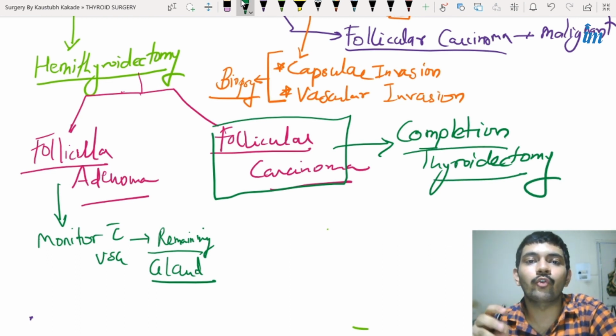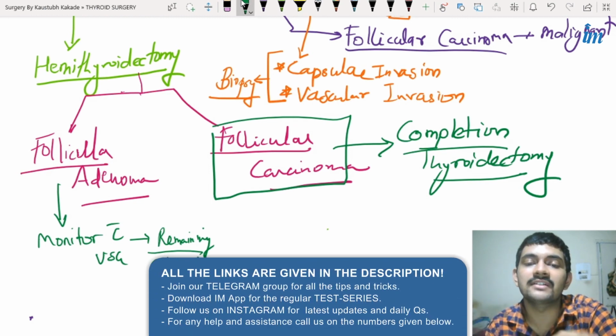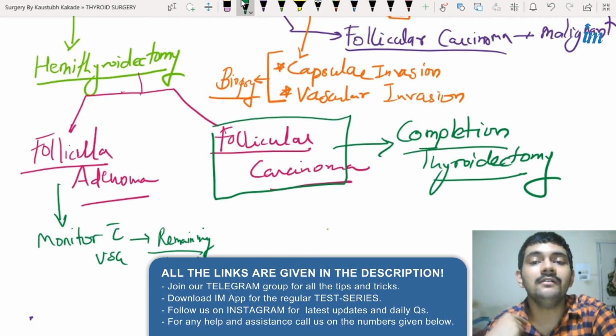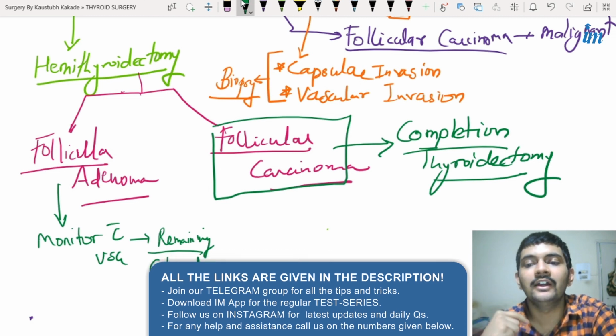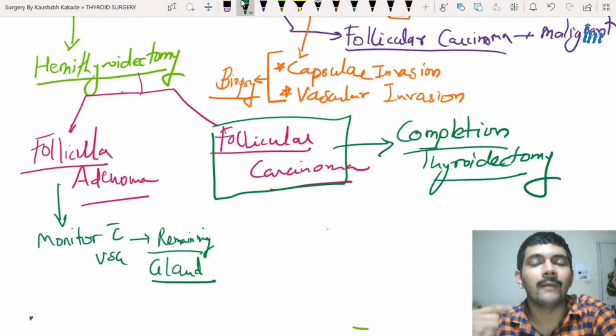So in toto, in an FNAC, if it comes out to be inadequate, repeat it. If it comes out to be benign, you are going to follow up with ultrasound monthly for about 6 months. If it comes out to be inflammatory, it will be a thyroiditis to be treated in the majority of conditions medically. If it comes out to be a malignancy with non-follicular components, that is either papillary, anaplastic, or medullary, then you are going to simply do a total or hemithyroidectomy depending upon how much of the gland is involved. And if it comes out to be follicular, you cannot differentiate between follicular adenoma and follicular carcinoma.